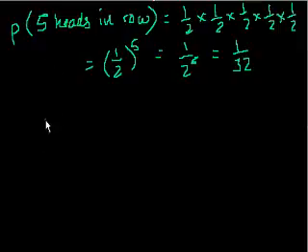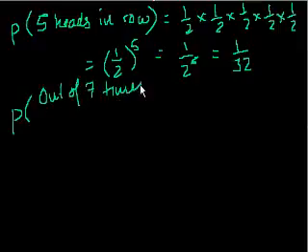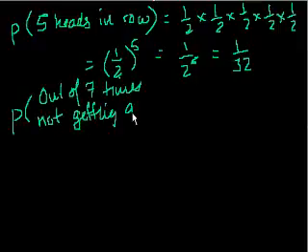What's the probability of, let's say I were to flip a coin 7 times. So let's say I flip a coin 7 times. What's the probability of not getting any heads? And I'm going to switch colors just for the hell of it. Any heads.